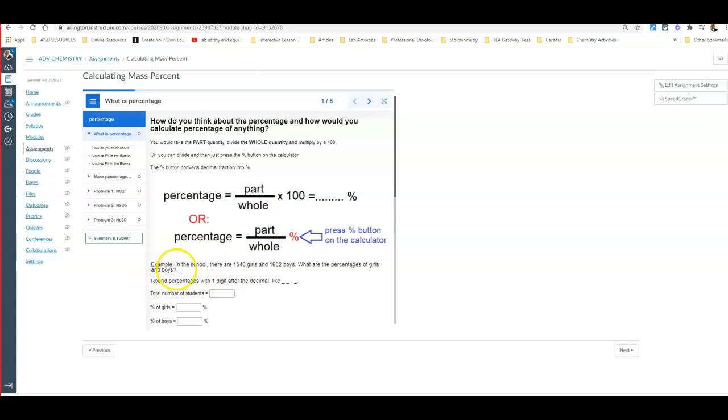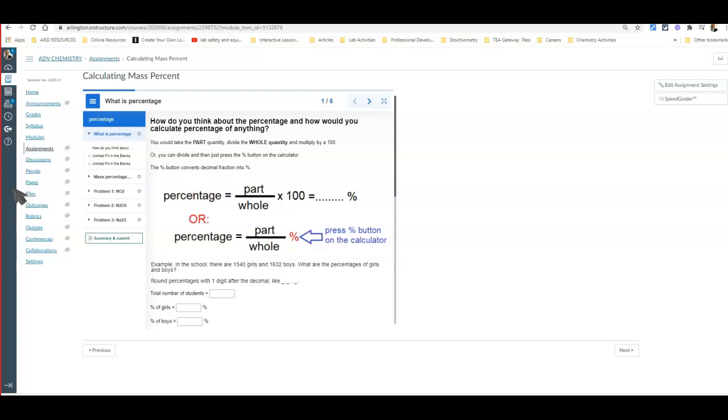For example, here, it says in the school there are 1,540 girls and 1,632 boys. What are the percentages of girls and boys? Now, if you're asked to find the percentage of girls and boys, how will you go about it? Oh, so I can use the number of girls divided by the number of boys and multiply by 100 to find the percentage of girls, and do the opposite way to find boys.